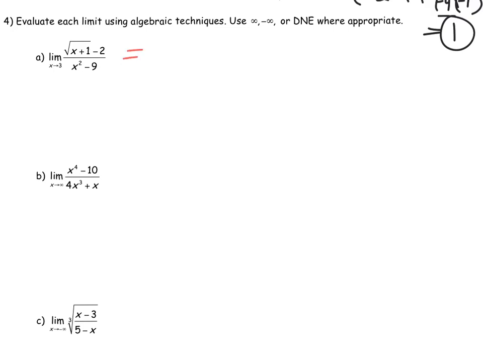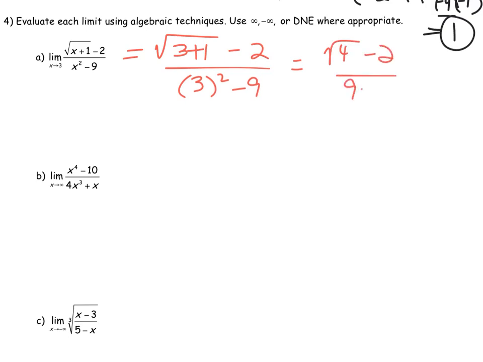We're going to plug in, so I don't need the limit. I have the square root of 3 plus 1 minus 2 all over 3 squared minus 9. I end up getting the square root of 4 minus 2 all over 9 minus 9, and that is 0 over 0.